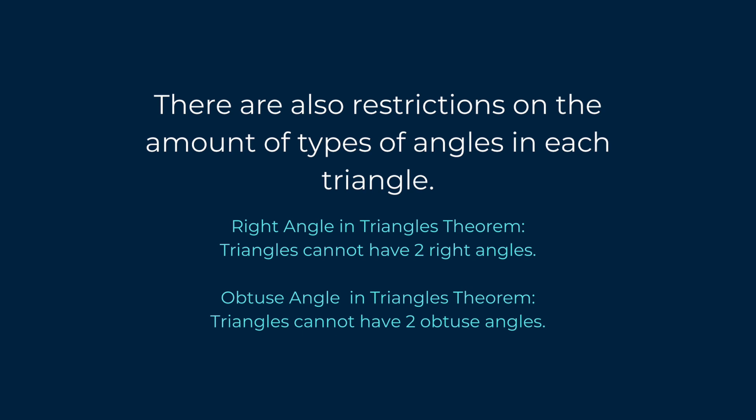Same with an obtuse triangle. Triangles cannot have two obtuse angles because that would be more than 180 degrees, and that would restrict the amount of types of angle in each triangle. So it's either 3 acute angles, 1 right angle, or 1 obtuse angle. That is acute, right, and obtuse triangles.